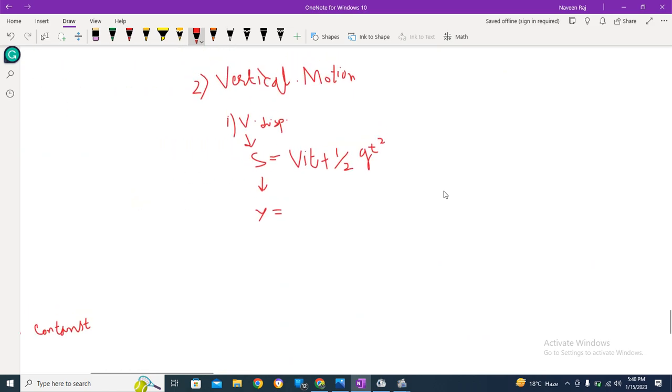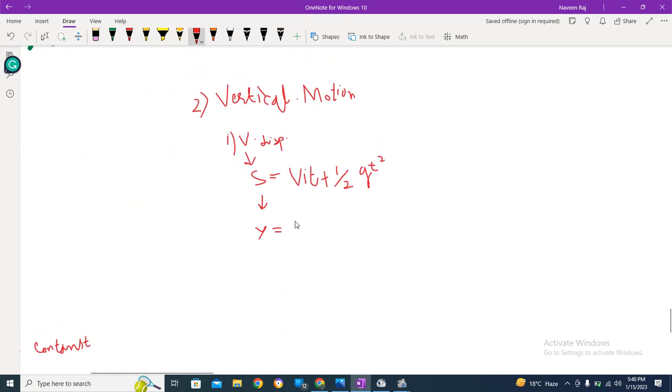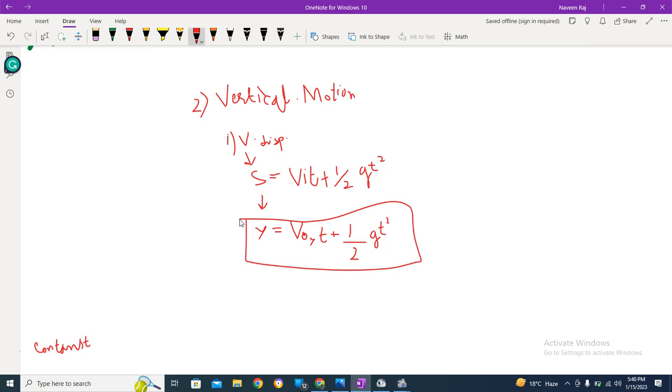So y is equal to v naught y, where v i is v naught, right? And what is the direction? v naught y t plus 1 upon 2 g t square. Gravity is acting over here; the acceleration acting here is gravity, right? So here is the formula for the displacement in the vertical direction.